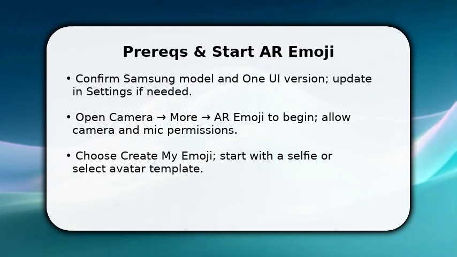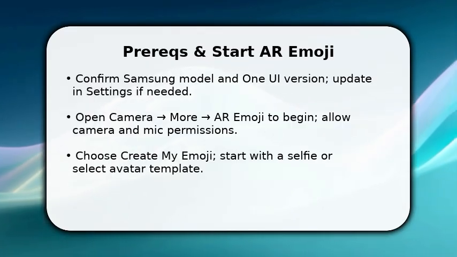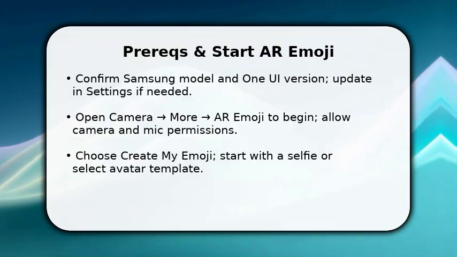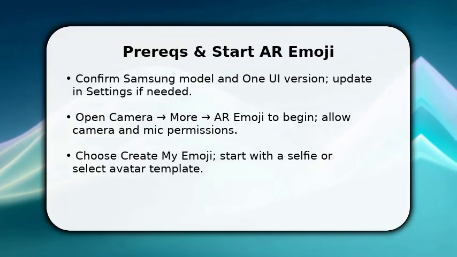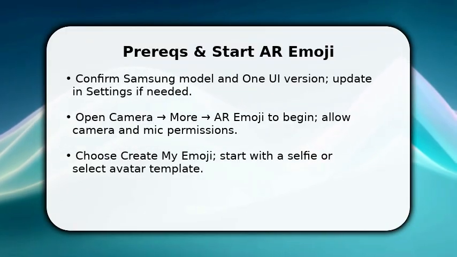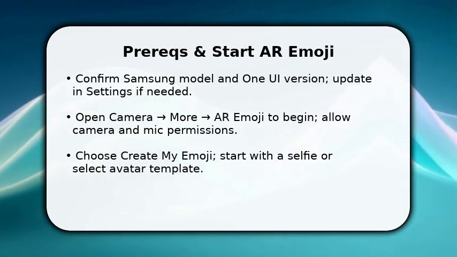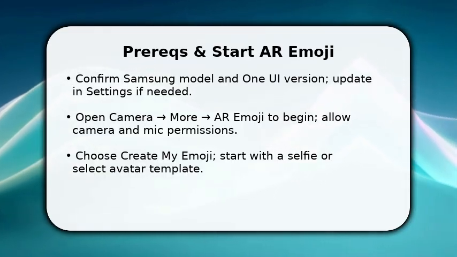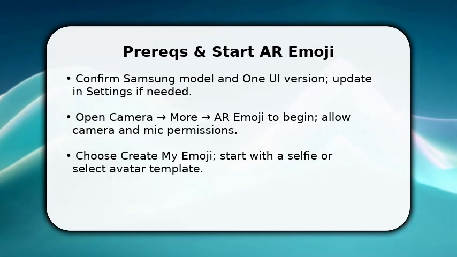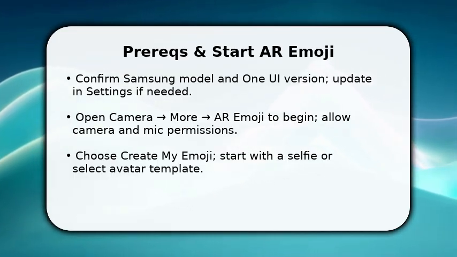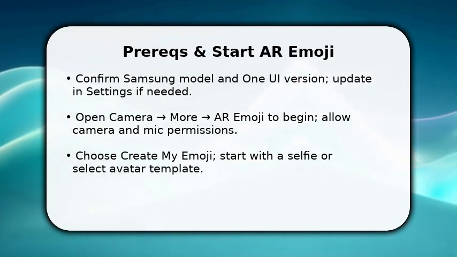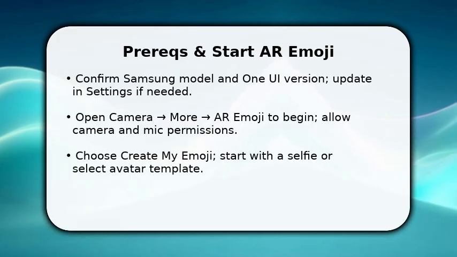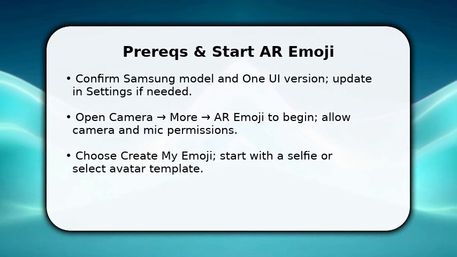You begin by confirming your phone supports AR emoji and you have the latest One UI. This matters because older builds lack key creation tools. Once done, open the camera app, tap More, then AR emoji. Grant permissions so the tool can map your face. You'll then choose Create My Emoji and take a clear selfie or pick a template. This first step establishes facial geometry, which the system uses to match expressions and skin tones accurately as you customize.